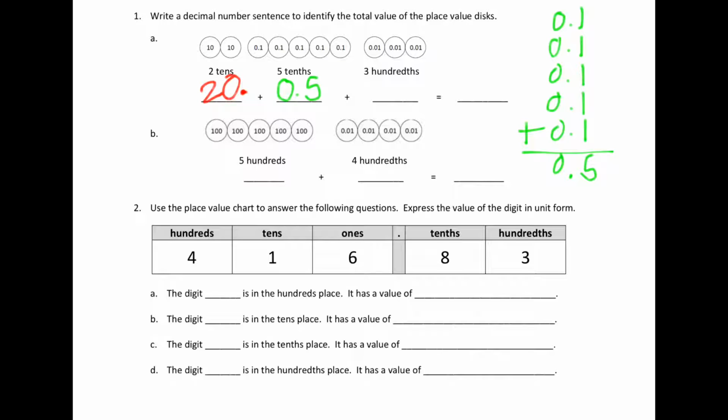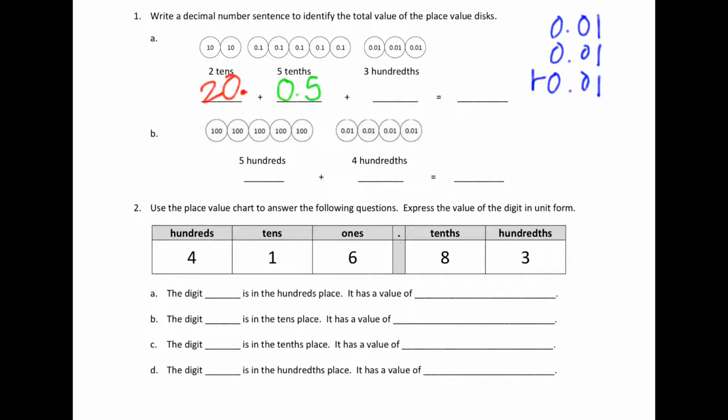Then we're going to move on to our hundredths discs. We have 3 hundredths, so when I add 3 hundredths together, that is equal to 0.03.